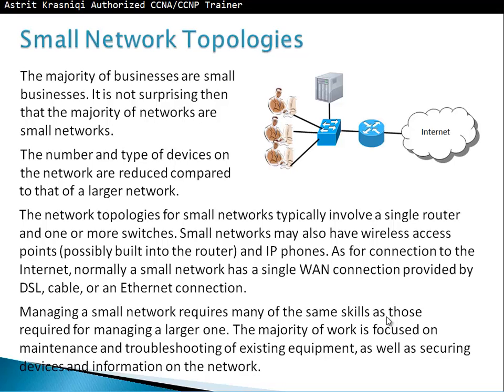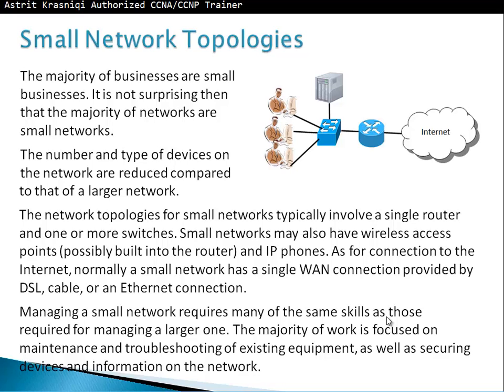Now, small network topologies. The majority of businesses are small businesses. It is not surprising then that the majority of networks are small networks. The number and type of devices on a network are reduced compared to that of larger networks. The network topology for a small network typically involves a single router and one or more switches. Small networks might also have a wireless access point, possibly built into the router, and an IP phone.